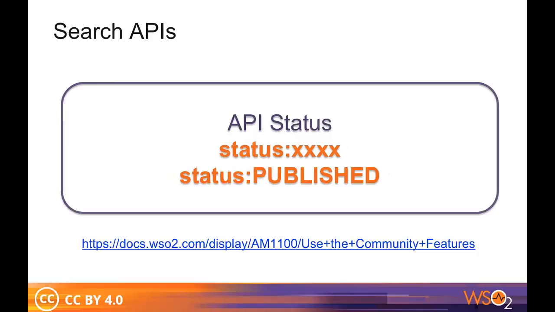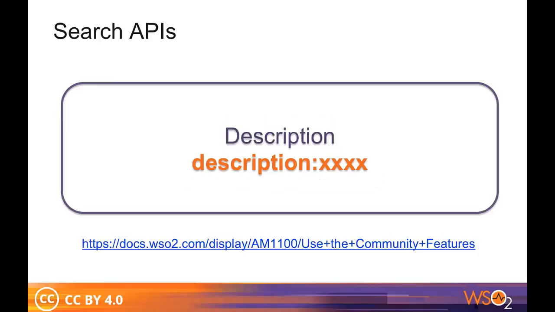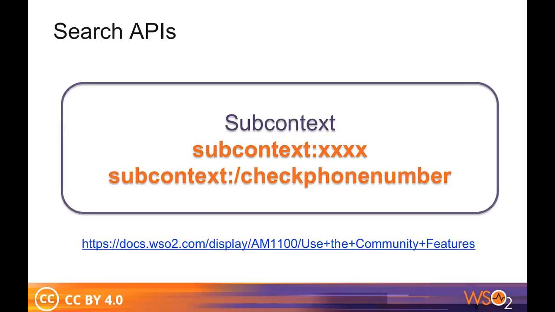By the API status, enter status, colon, and the status type, such as status, colon, published. By description, enter description, colon, and the description for the API. By the subcontext, enter subcontext, colon, and the subcontext, such as subcontext, colon, slash, check phone number.